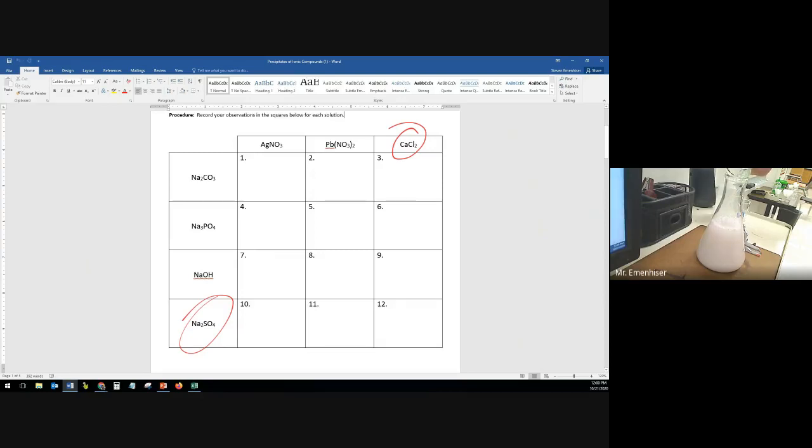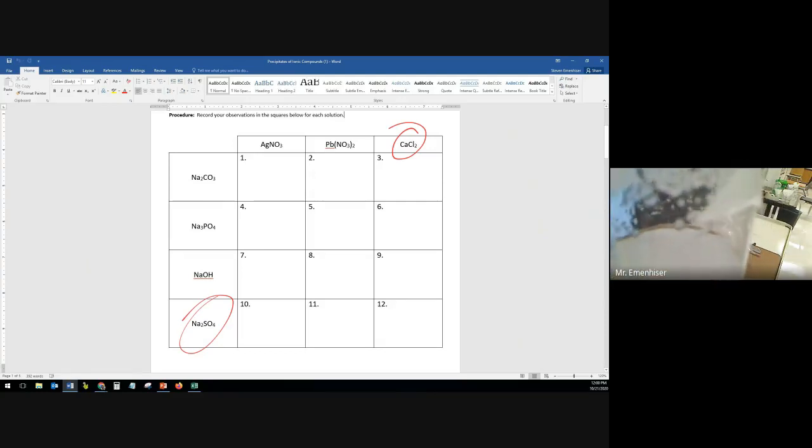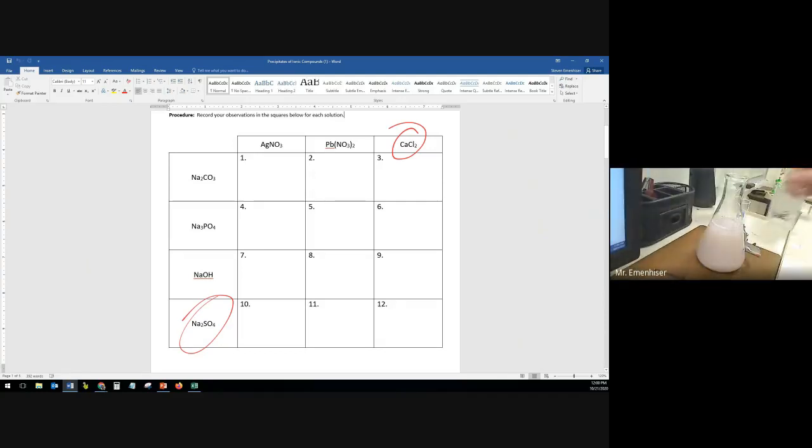Now this is safe as long as you don't make any gases. If you make some gases, then you got problems because you'll be breathing those gases. But if it's all solid and it's in that container, I got my goggles on, so we're good. So here's a solid. Cool. Now let's mix this up and see what we get.